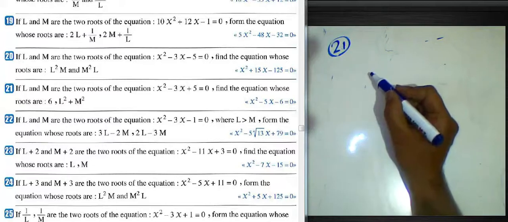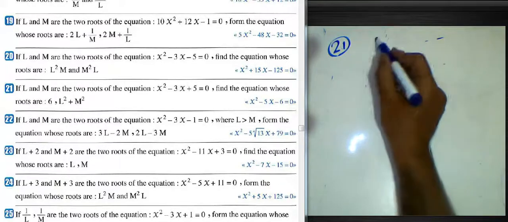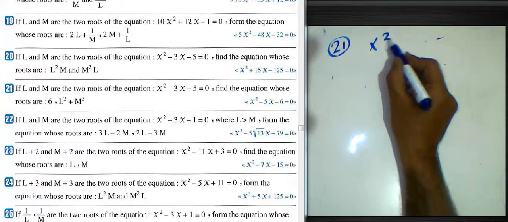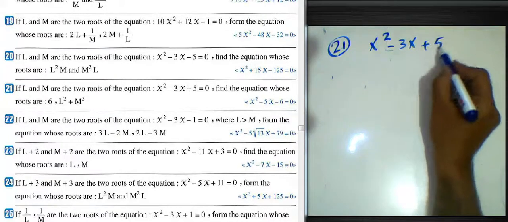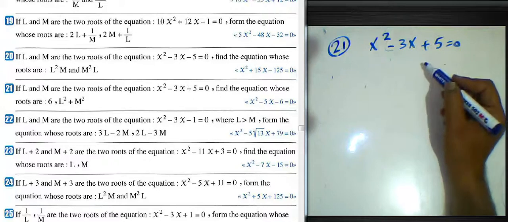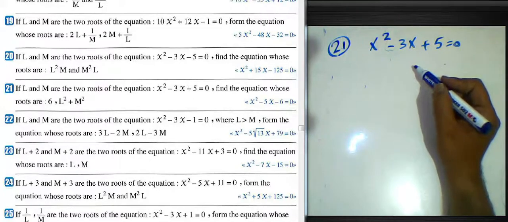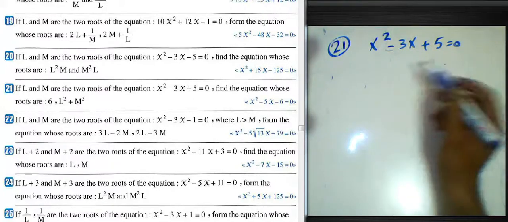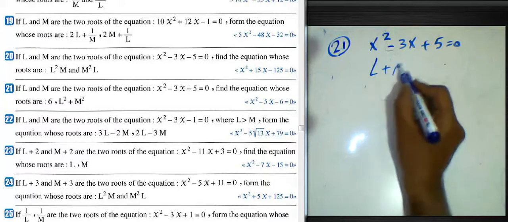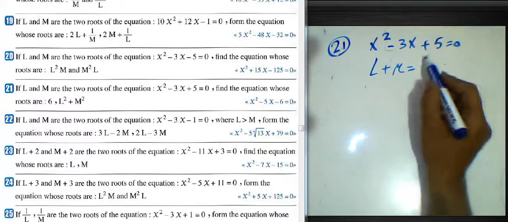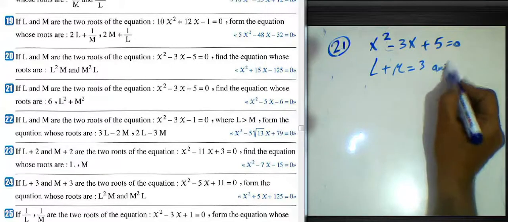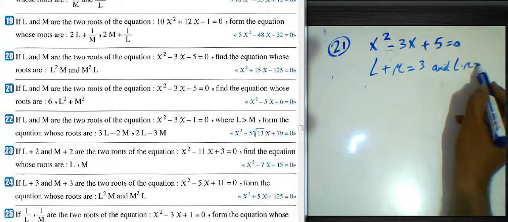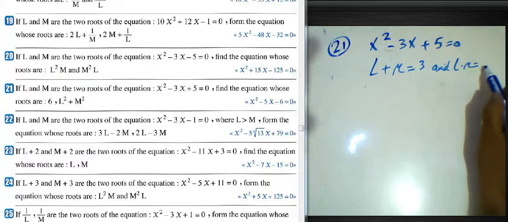Question 21: if L and M are two roots of the equation x power 2 subtract 3x plus 5 equals 0, find the equation whose roots are L power 2 and M power 2. We know L plus M equals 3 and L multiply M equals 5.